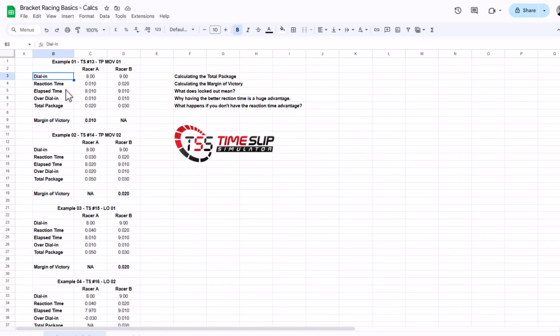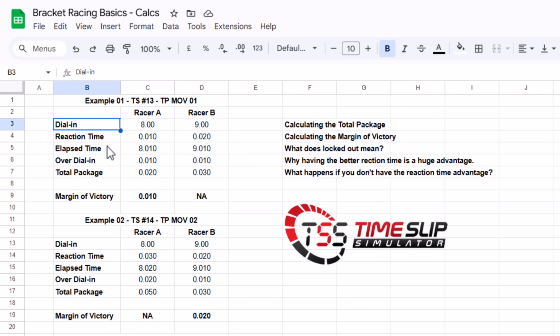In today's video, we're going to look at some basic bracket racing math. So in these first two examples, we're going to be looking at calculating the total package and calculating the margin of victory. In this first example, we have a dial-in for racer A of 8.0, is 100th at the tree, is 100th over the dial-in for a total package of 200ths. So it's reaction time plus over the dial-in equals your total package.